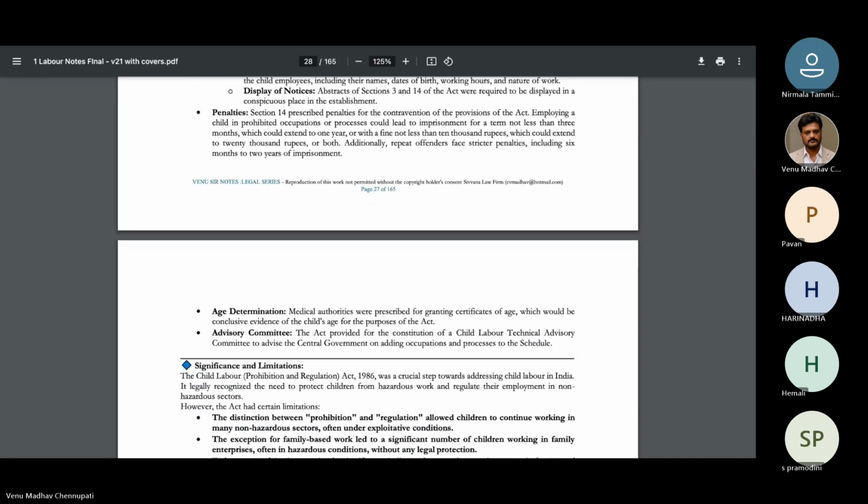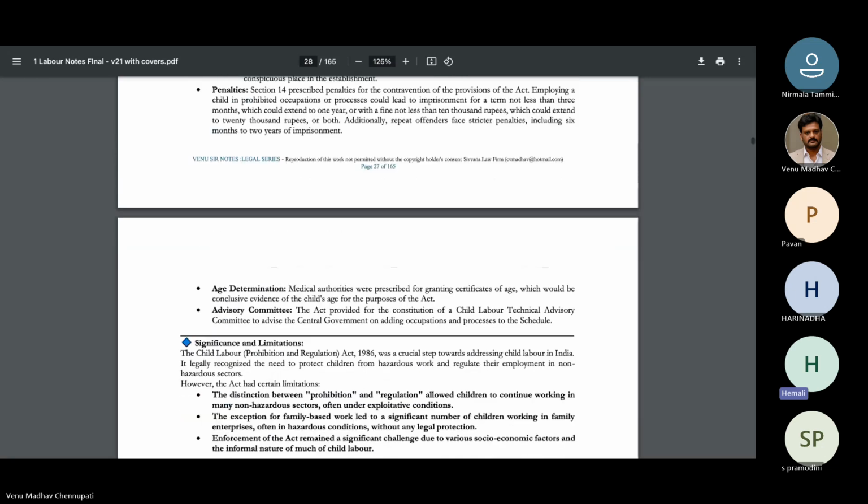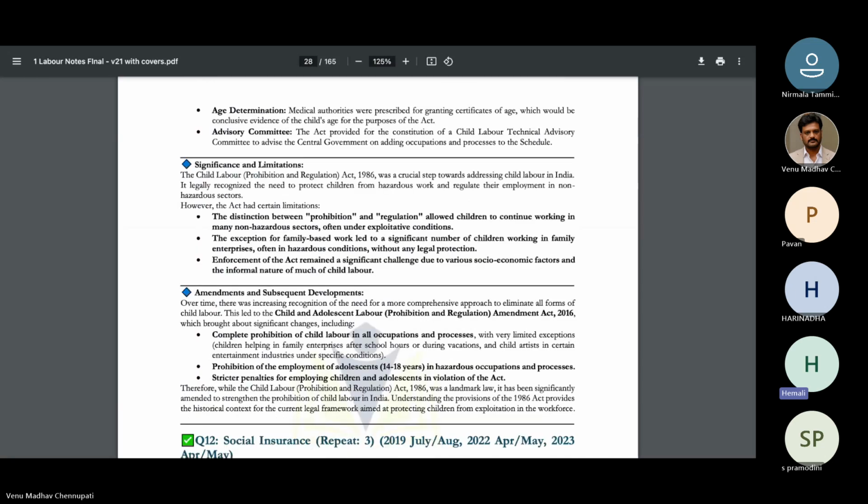Significance and limitations. The Child Labour Prohibition and Regulation Act 1986 was a crucial step towards addressing child labour in India. Legally, it recognized the need to protect children from hazardous work and regulate their employment in non-hazardous sectors. However, the Act had certain limitations. The distinction between prohibition and regulation allowed children to continue working in many non-hazardous sectors, often under exploitative conditions. The exception for family-based work led to a significant number of children working in family enterprises, often in hazardous conditions without any legal protection. Enforcement of the Act remained a significant challenge due to various socio-economic factors and the informal nature of child labour.